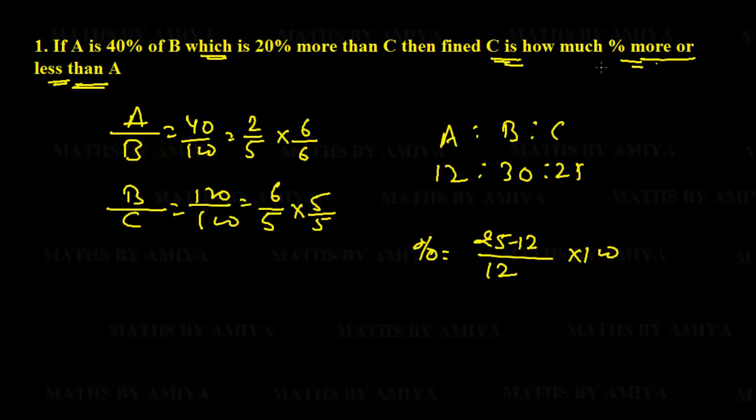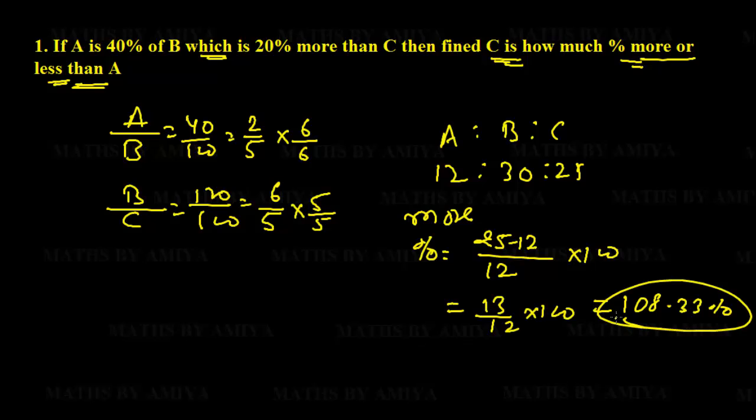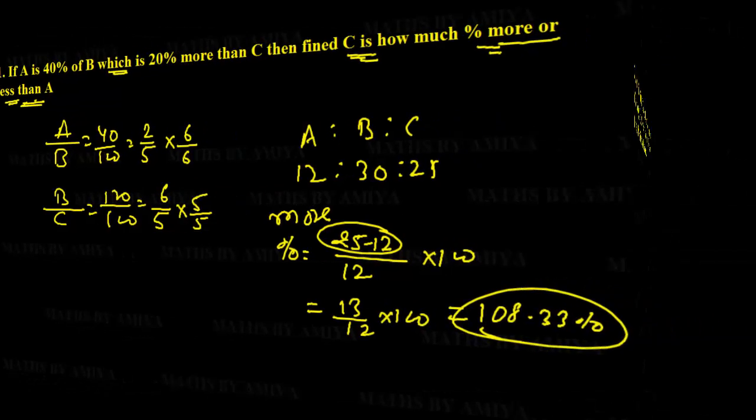C is how much percent more or less? More or less is 13 and C is more. C is 13 more than A. Than is the denominator part into 100. So this becomes 13 upon 12 into 100, which becomes 108.33 percentage. So this is our answer. I hope this one is clear. We need to find more or less means we need to find difference, and than is with A, so divide by A.